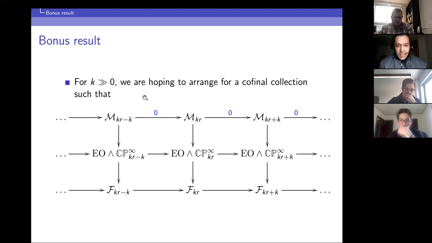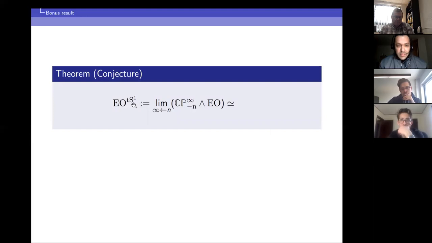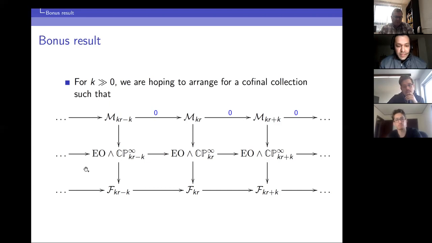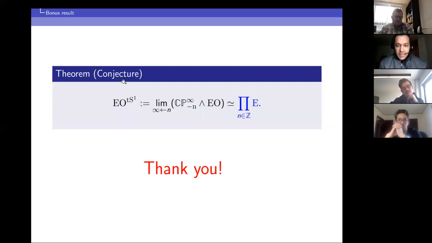and if we can do so, I'm not sure yet if we can, but if we can, then we can calculate the Tate S1 Tate spectrum of EO, which can be described as the inverse limit of CP infinity minus n. So in the previous diagram, I'm going to take the inverse limit and hope that the limit and the lim 1 of the compact part is zero. And if that happens, this is just a conjecture at this point, then it's just going to be a bunch of products of E, one for each natural number.